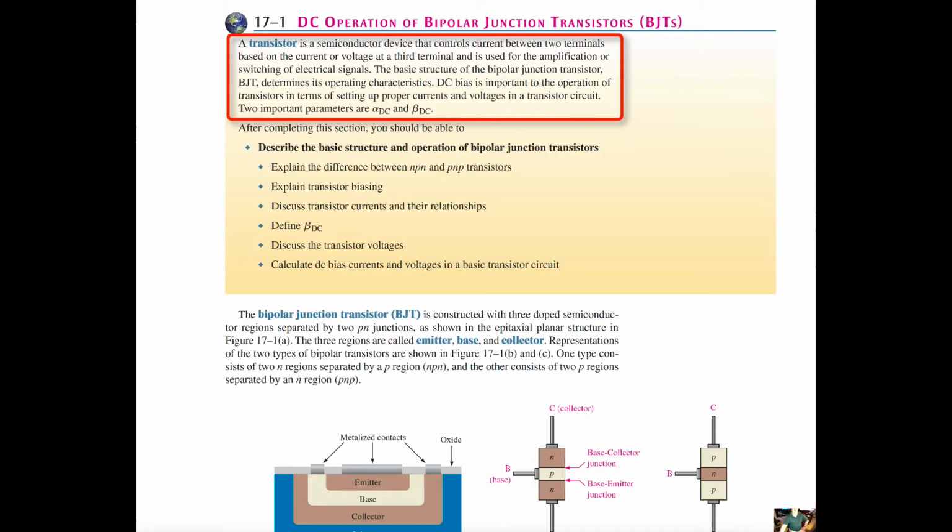The basic structure of the BJT determines its operating characteristics. DC bias is important to the operation of the transistor in terms of setting up proper currents and voltages in a transistor circuit. So we're going to see how, just like the diode, setting up that bias will allow current to flow through the other two ports, and when we start talking about the amplifier, how it controls the gain on the output.